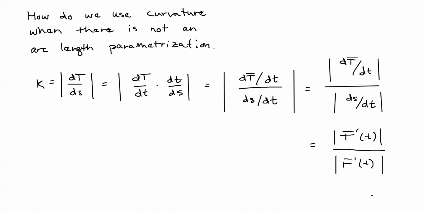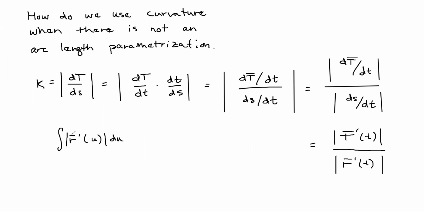Okay, and if you're wondering where that r prime comes from, how did we go from ds dt to r prime? Well, if you go back to our arc length definition, we have the integral of the length of r prime, and I'm going to use u instead of t.